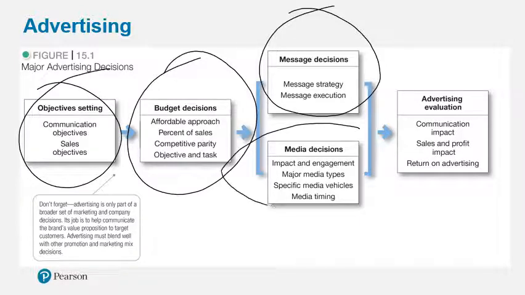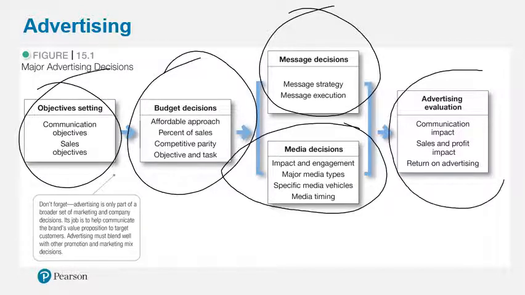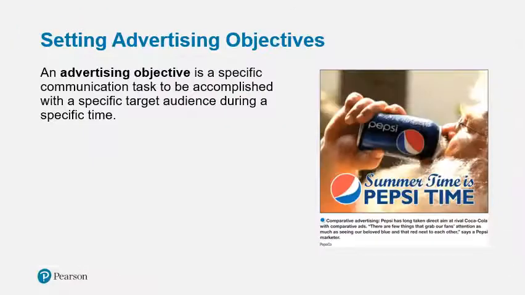Where is that message going to be airing? So those are media decisions. And then finally, you're going to finish with looking at how well the campaign actually did work. And for that, we're going to be looking at things like return of advertising and other metrics that give you feedback as to whether it actually did work properly or not.